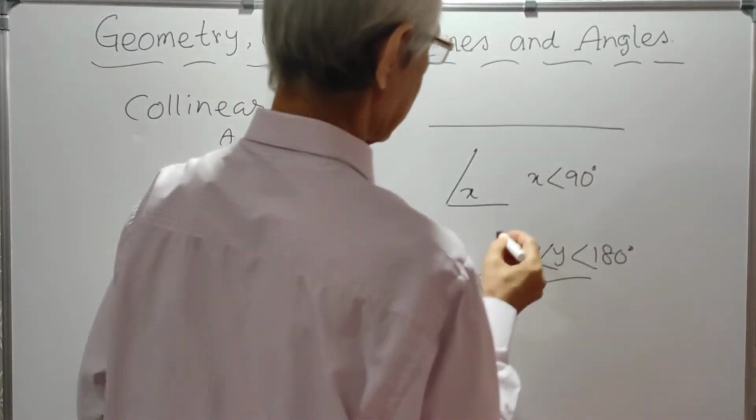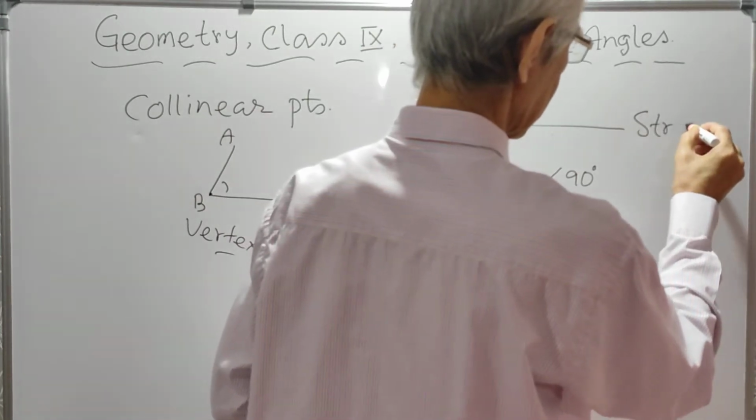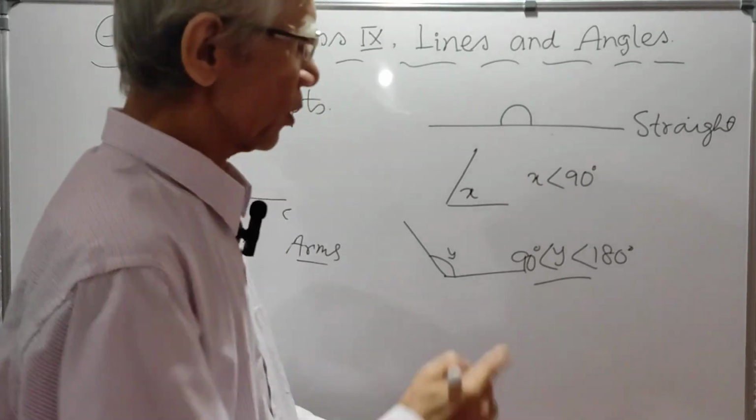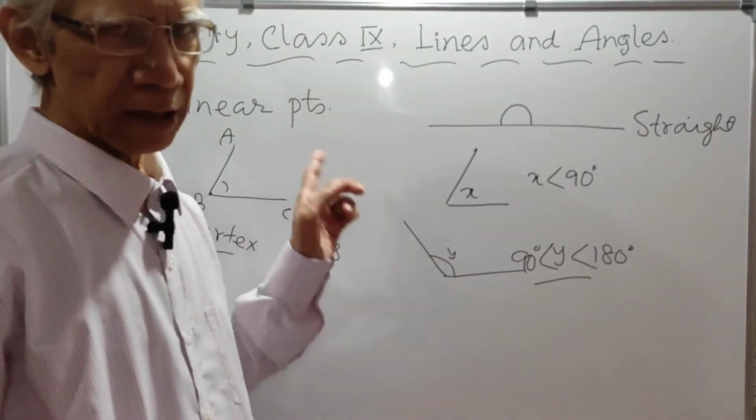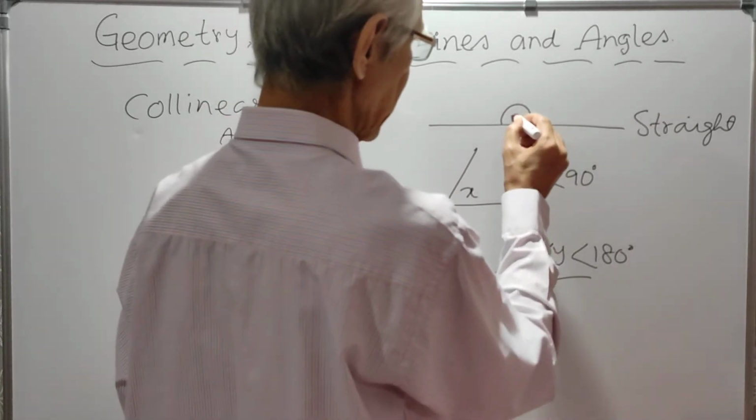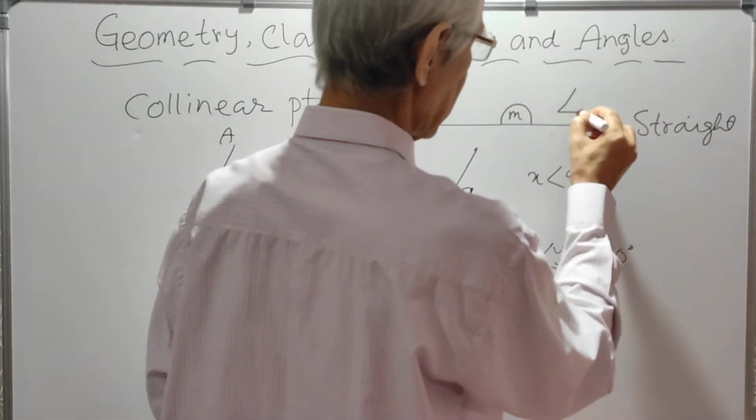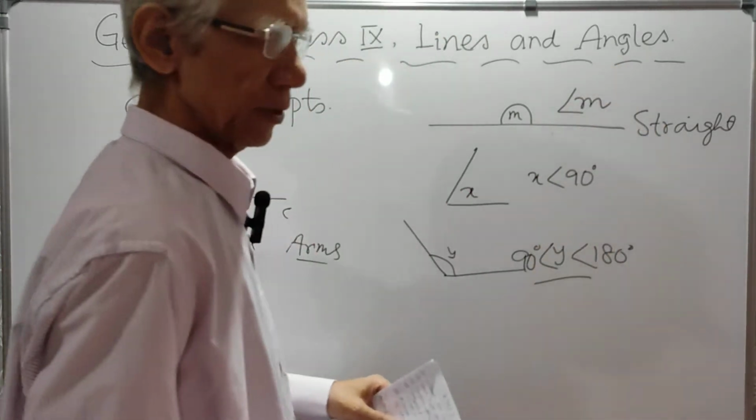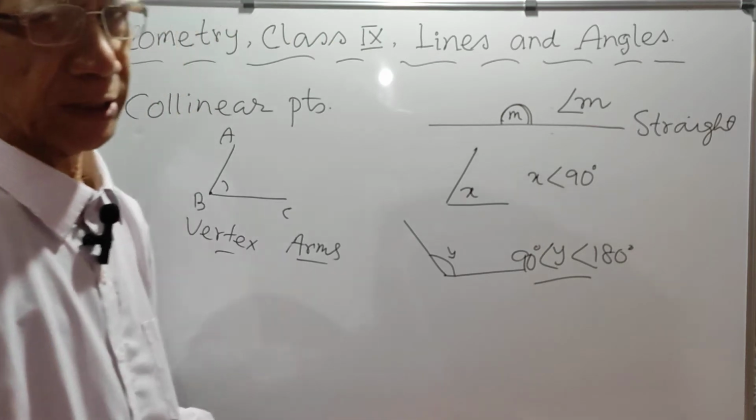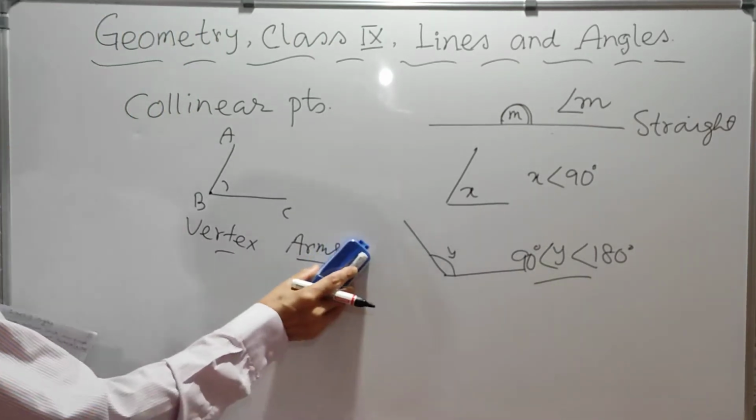Then this one is straight angle. Any angle on a straight line is a straight angle. Suppose this angle, let us call it M. So angle M is what? Straight angle, because this is a straight line and this angle is formed by that straight line. All right. Then reflex angle.